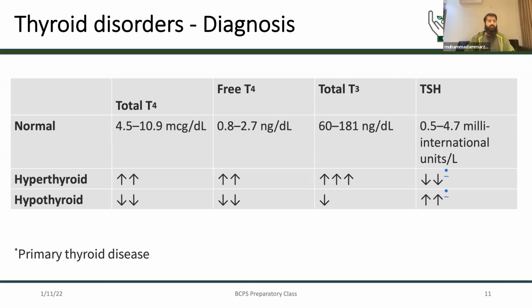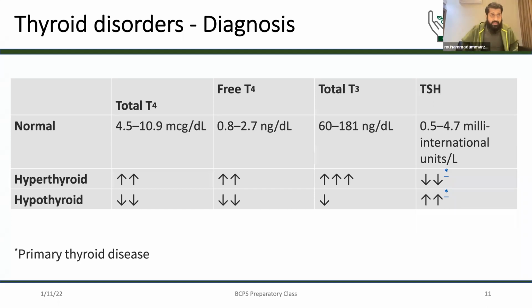So you can see here the normal values of T4, T3, and TSH. And in hyperthyroid disorders, you can see T4 and T3 are raised. And when T3 and T4 are raised, according to the feedback, TSH levels are reduced. And in hypothyroid disorders, T3 and T4 levels are reduced, and because there is no negative feedback, TSH levels would be raised. So this is the primary diagnostic criteria for hyperthyroid and hypothyroid disorders.